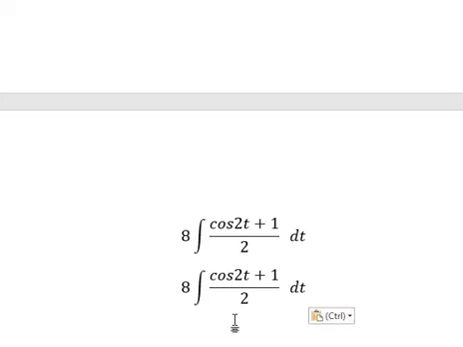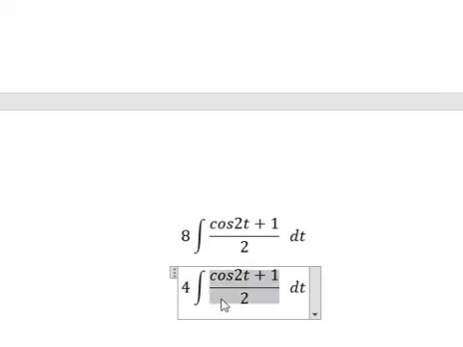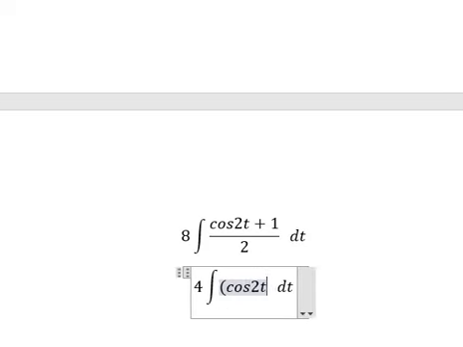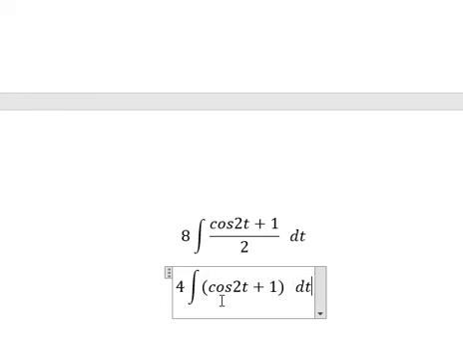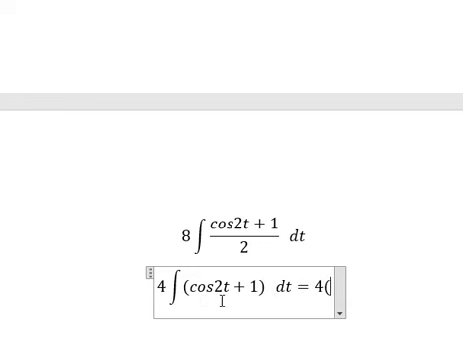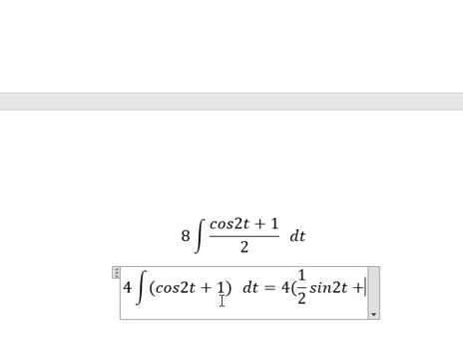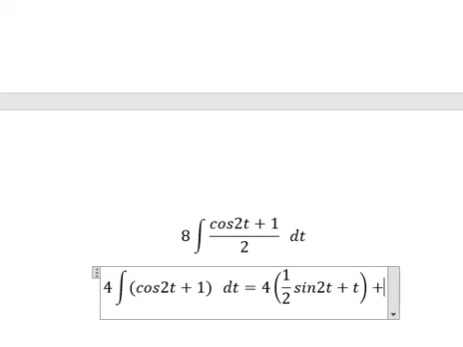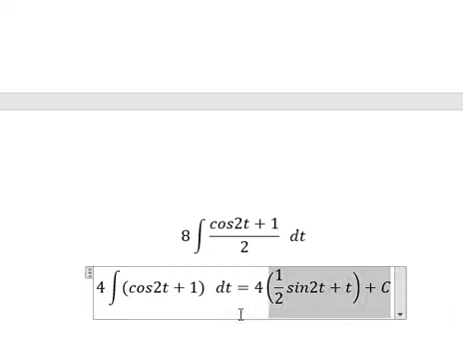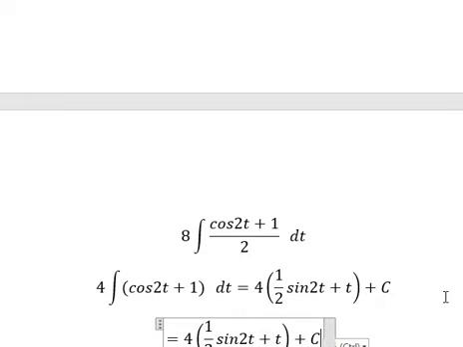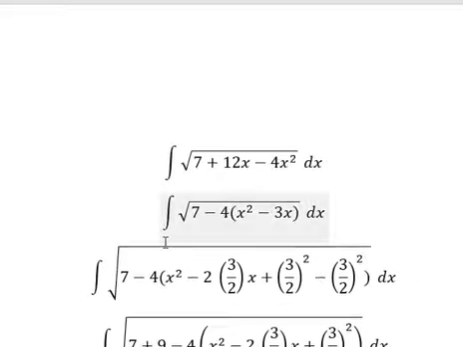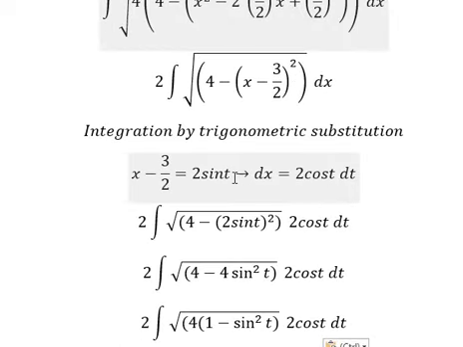So 8 divided by 2, we have number 4. The integration of cosine 2t, we have 1 over 2 sine 2t. Number 1, that is t, and I will put c. About t, that is about this one.